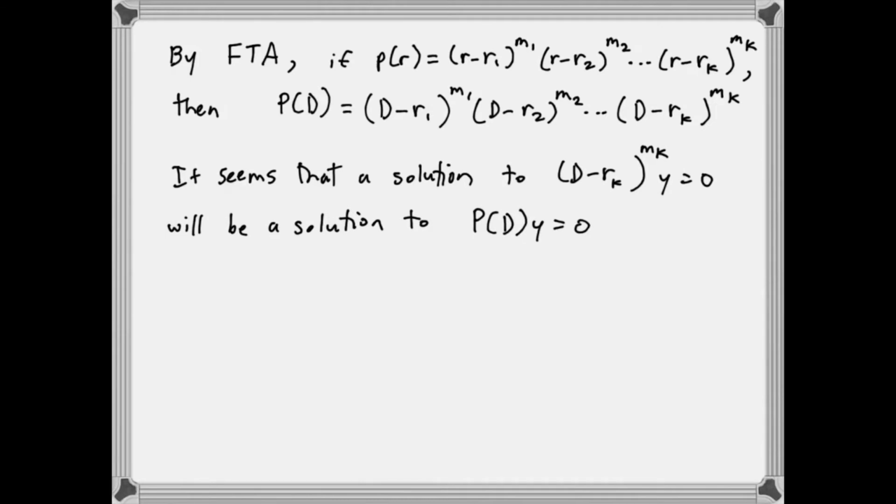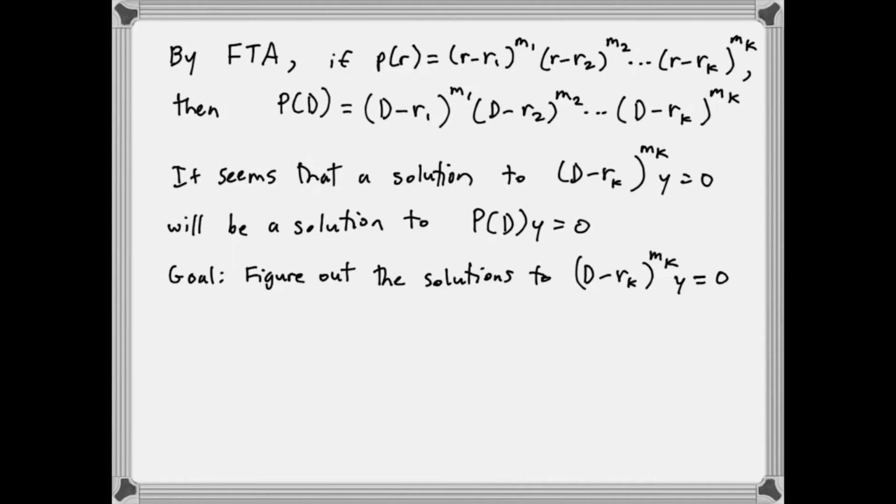So what this means is all we need to do is figure out how to solve (D - r)^k y = 0. So this is our goal then: our goal is to figure out the solutions to (D - r)^k y = 0.